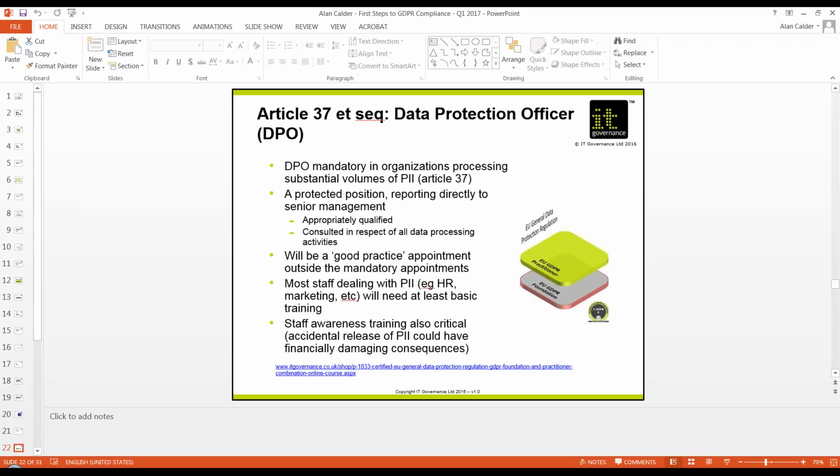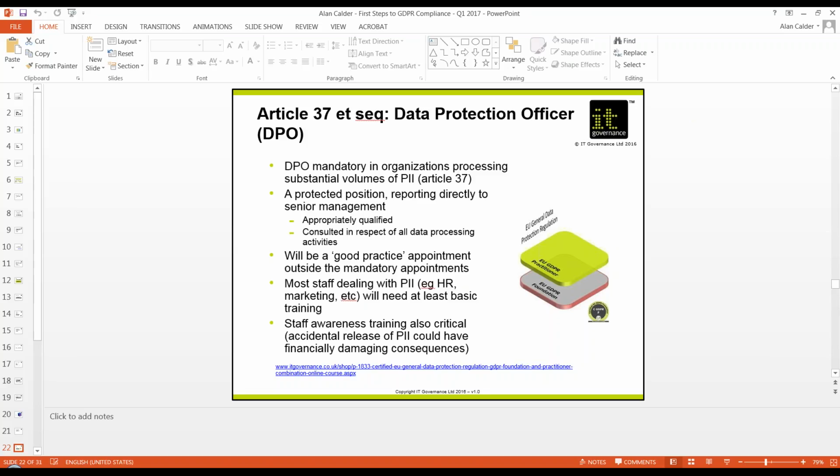In a number of situations, having a data protection officer is mandatory. That's particularly the case where you're processing substantial volumes of personally identifiable information or for public bodies. Most organizations, though, should think about having a data protection officer simply as good practice, in the same way as you have a health and safety officer, as you have an HR executive or manager, somebody who understands the range of law, but particularly who understands how to practice it. And practicing data protection is a reflection of the requirement for data protection by design and by default.